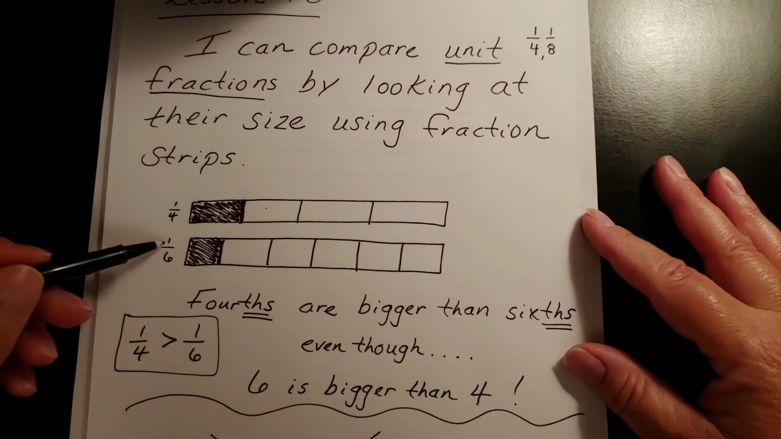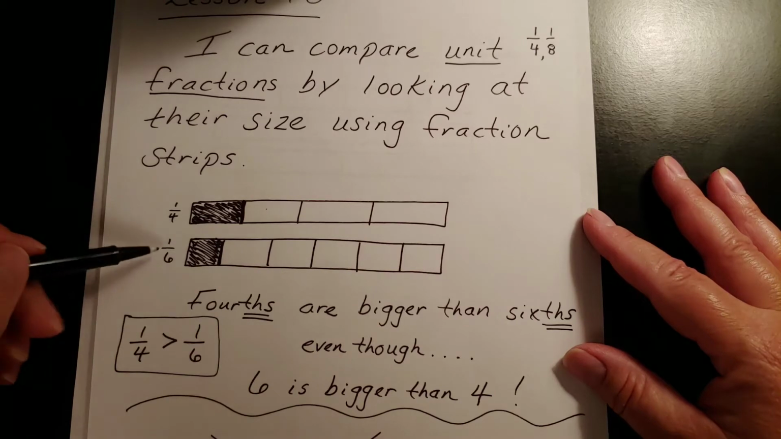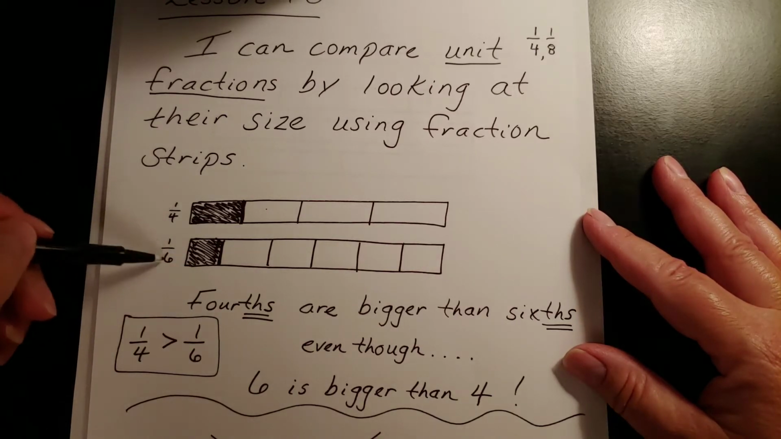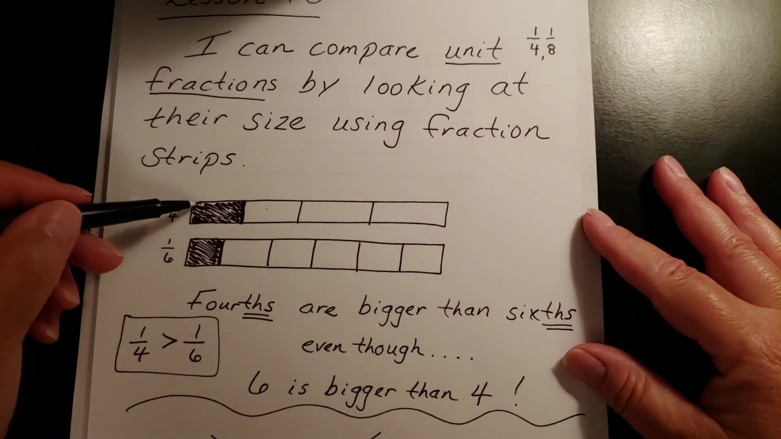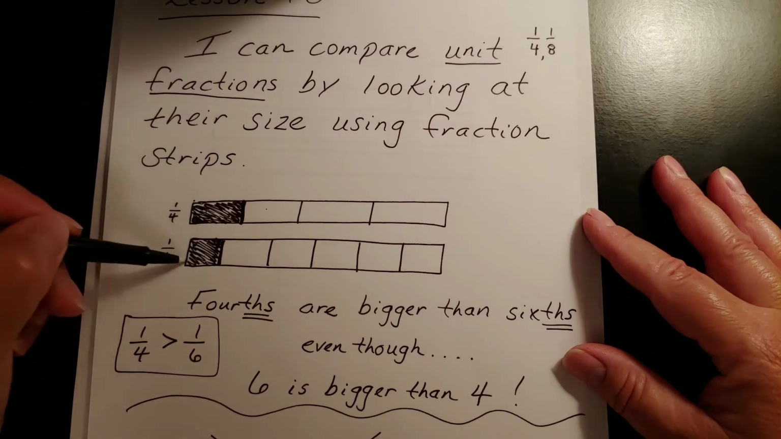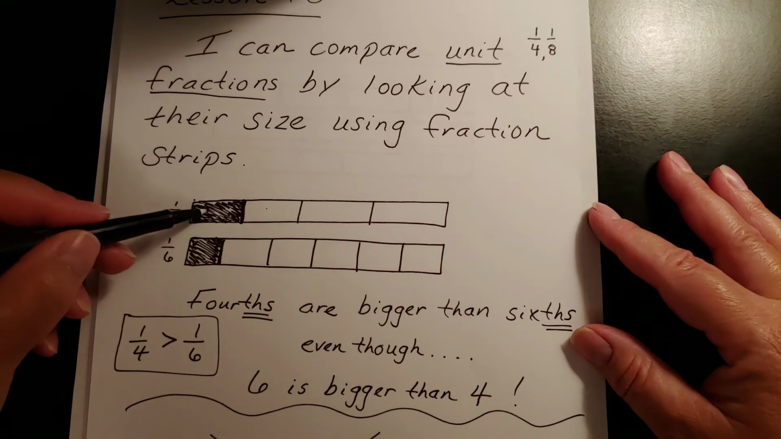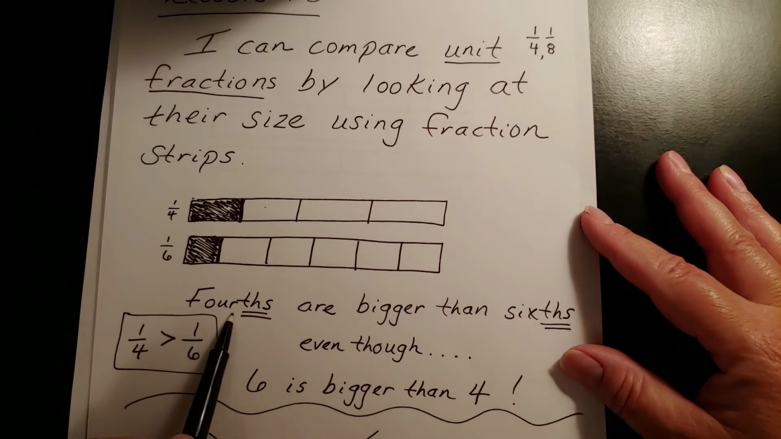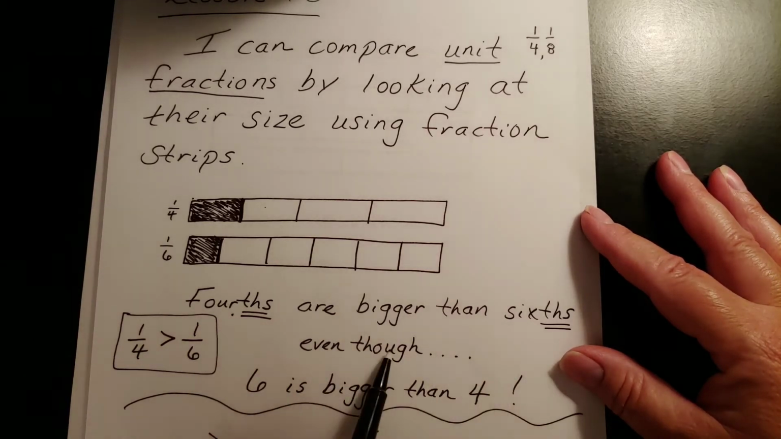Same thing down here, except it's 1/6. So this denominator tells me there are 6 equal parts, and one of them is colored in. But now what you're going to do today is you're going to take these two unit fractions and compare their size. So let's look at this size and look at this size. Which one is bigger? Yeah, this top one. This top one is bigger. So we can say that fourths are bigger than sixths, even though the number 6 is bigger than 4.